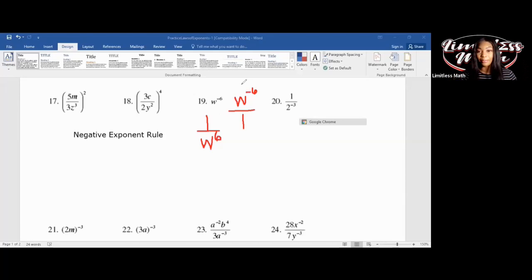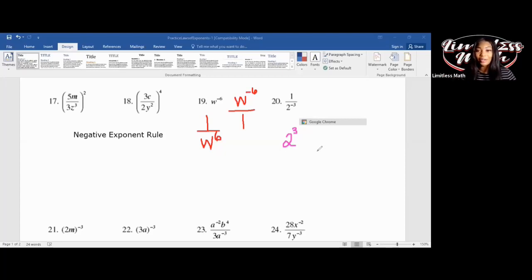So let's look at number 20. This 2 to the negative 3, not happy. Doesn't want to be on the bottom. So we'll move it to the top. So it'll become 2 to the positive 3. Okay, now you could put that over 1 if you wanted to show the fraction, but as a highly skilled mathematician, I just cannot put that over 1. But you can, it's not wrong, it's just not highly skilled.